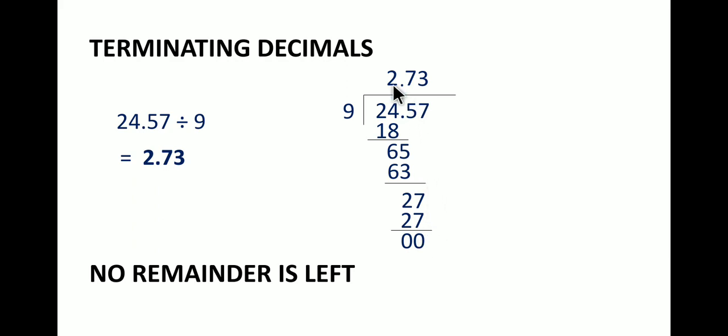This means that there is no number after this part, the decimals. Okay, it does not continue, it terminates. So this kind of decimals are called terminating decimals. So over here the answer is 2.73. Okay, so the terminating decimal ends and it does not have the continuous type of answers.